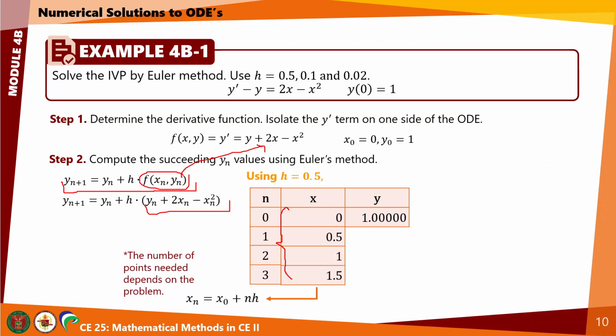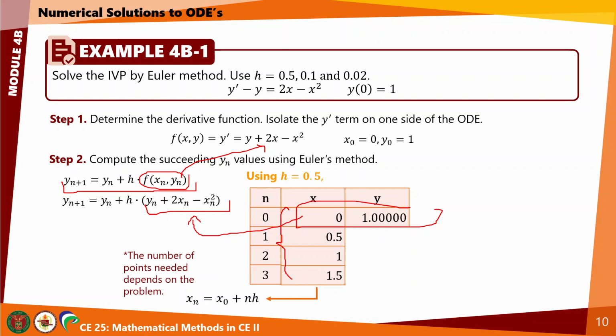Okay, yung mga number of points na yan, basically, nakadepende naman sa problem. Hindi naman stated dito. Pero, siguro ang gusto natin kunan ng solution is the interval 0 to 1.5. Okay? Now, we know this initial points. We can substitute here para makuha natin yung next value ni y. So, how do we solve that? We simply substitute 0 and 1 kay x and y, x sub n and y sub n respectively.